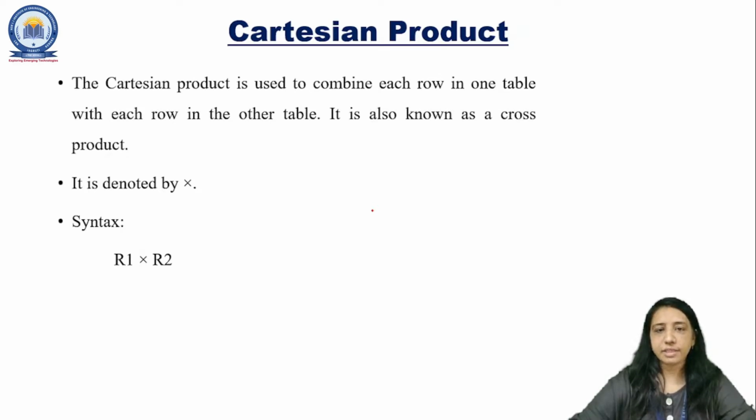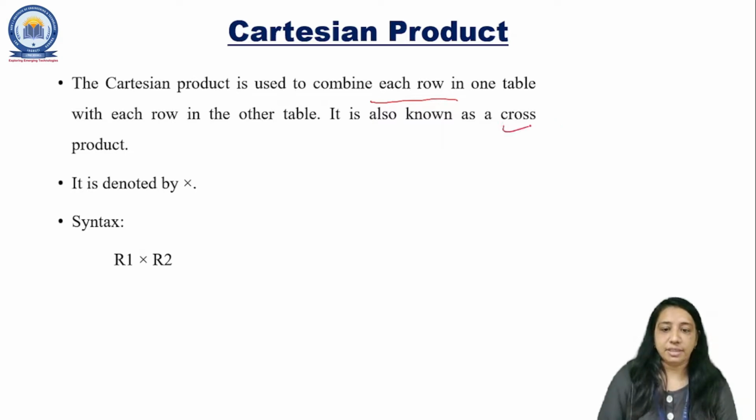The Cartesian product is used to combine each row in one table with each row in another table. That means two tables are going to be combined. Sometimes it is also known as the cross product. It is denoted by the cross sign, and the syntax is, suppose the two relations are R1 and R2, then R1 cross R2. Now we will see an example.